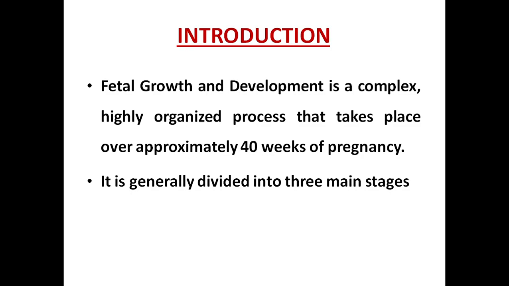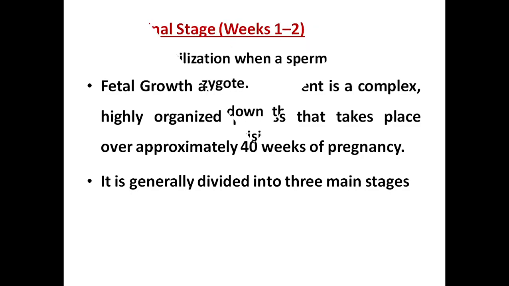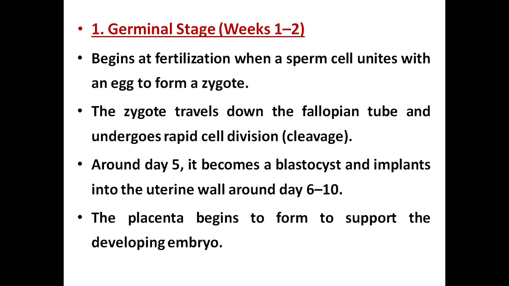So approximately it will take place over 40 weeks of pregnancy, and 37 to 40 is a normal week, meaning the normal time duration of the pregnancy. Now the main three stages. First one is the germinal stage.